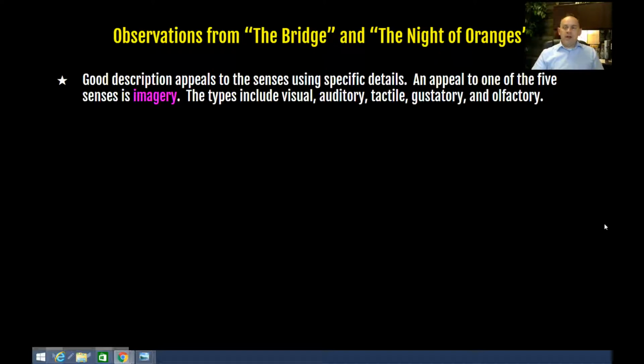An appeal to one of the five senses is what we call imagery. So if you're appealing to the sense of sight, that's visual imagery. If you're appealing to the sense of sound, that's auditory imagery. To the sense of feel, that's tactile imagery. To the sense of taste, that's gustatory. And to the sense of smell, that's olfactory. So anytime you're using descriptive language that appeals to one of the five senses, that is an example of imagery.